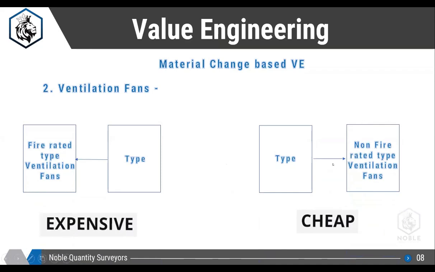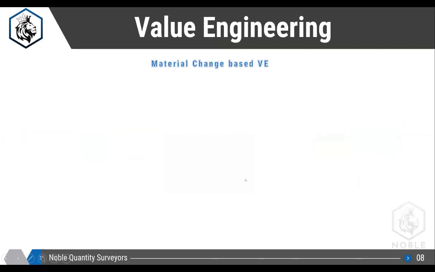Fire rated means that in case of any fire inside the building, this fan will have 2 hours fire rated insulation on top of it. So that means it can withstand the fire for 2 hours. In place of that, you can propose a non-fire rated fan. There is a difference of almost 30 to 40% on the cost of ventilation fans. So this kind of material change based value engineering you can propose.